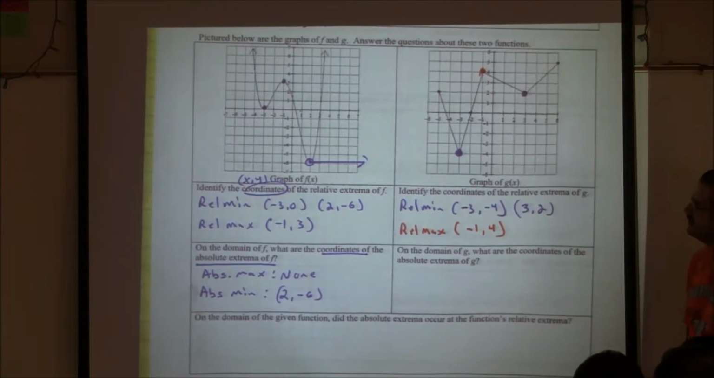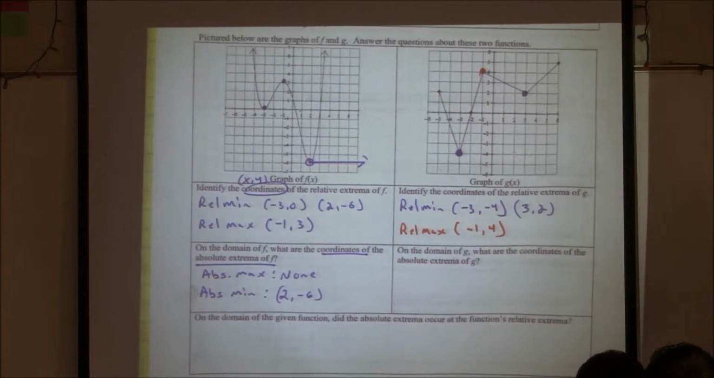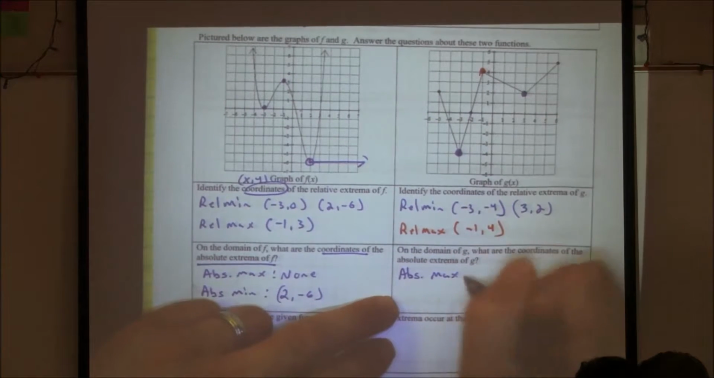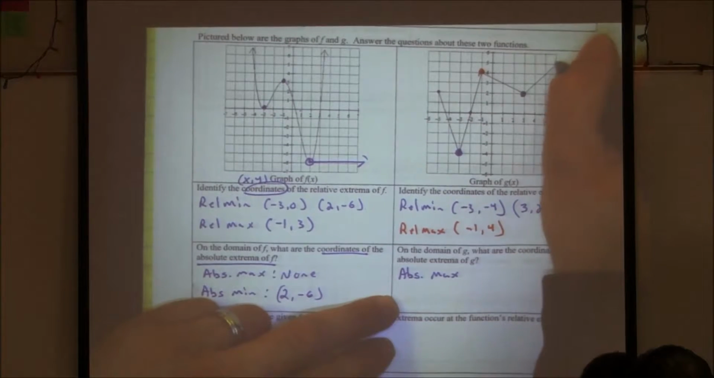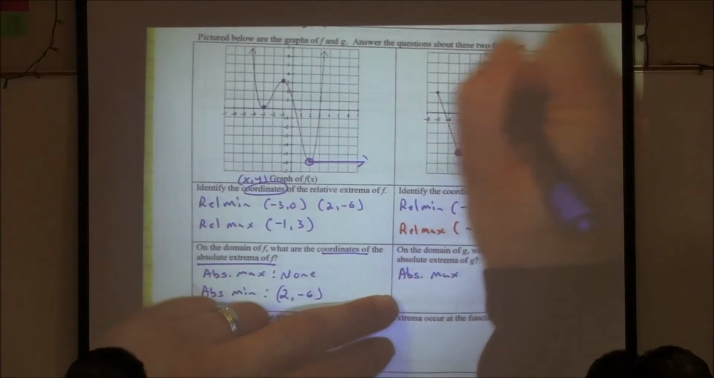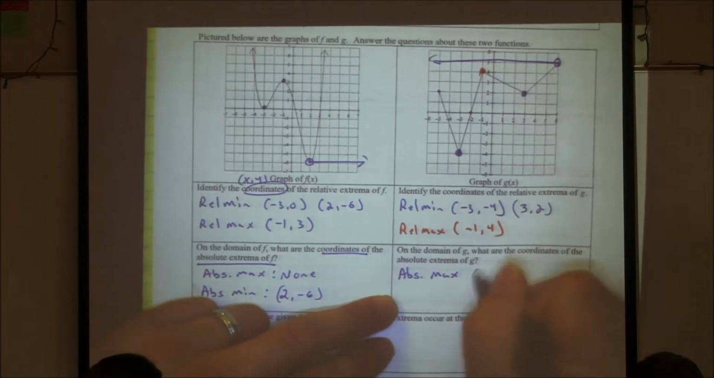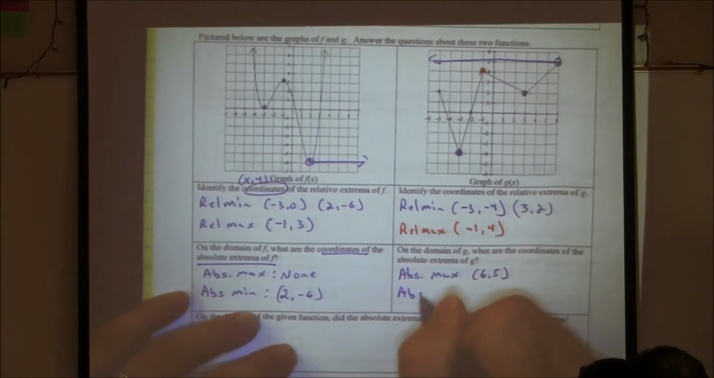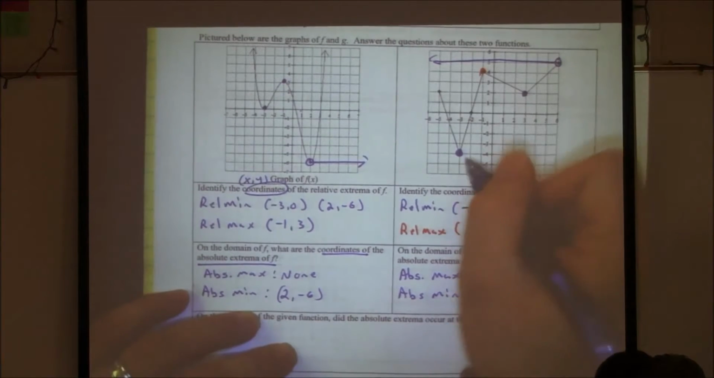Excellent. Okay, now let's look at the absolute extreme. Where would I have an absolute max? 6, 5. Is that the highest point out of all of them? Is there anything above it? Okay. What would be my absolute min? -3, -4. This one right here?